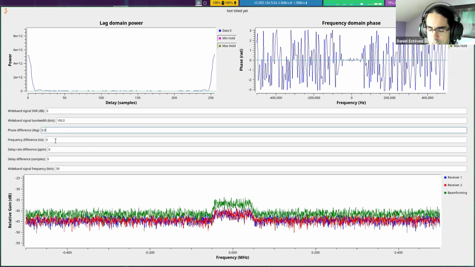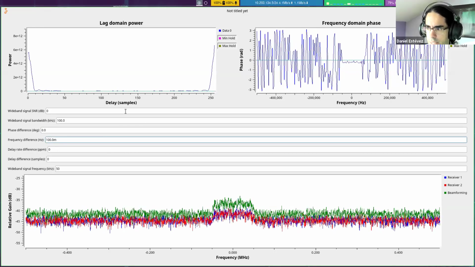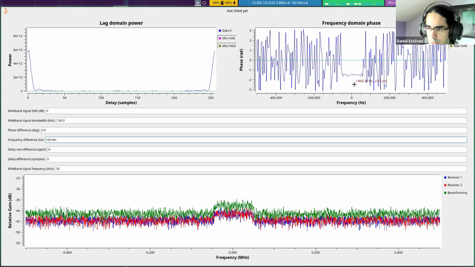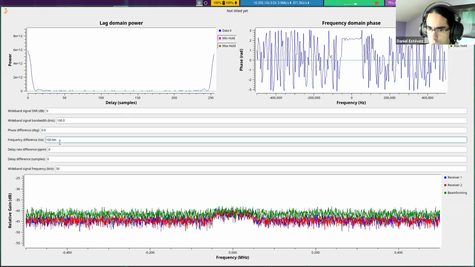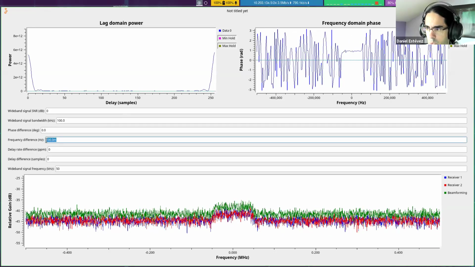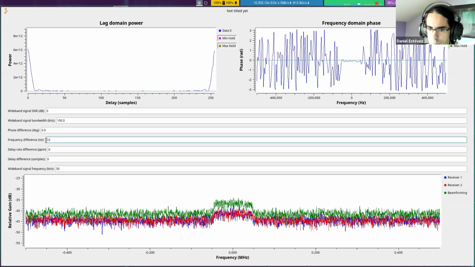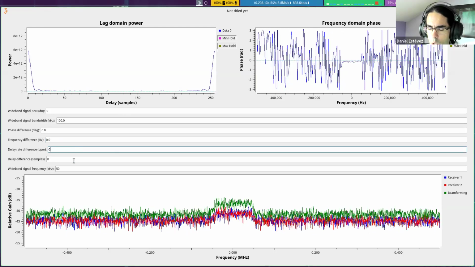Then a frequency difference, no surprise, this thing is changing over time. And we can see it's changing, it goes there. And I'm going to stop it when it goes close to 0. So that's it. Again, no surprises.